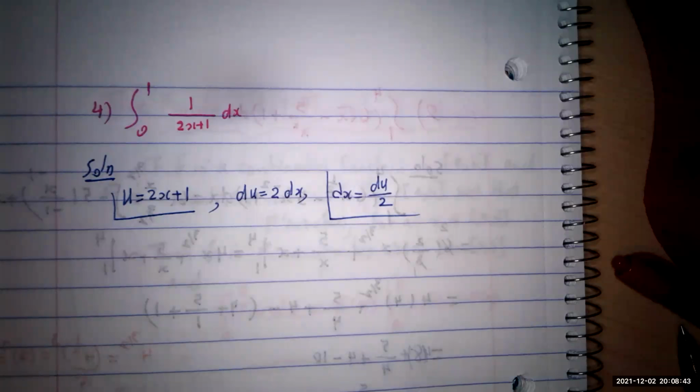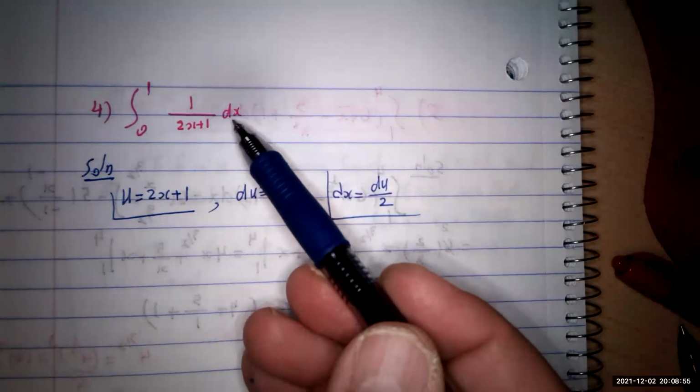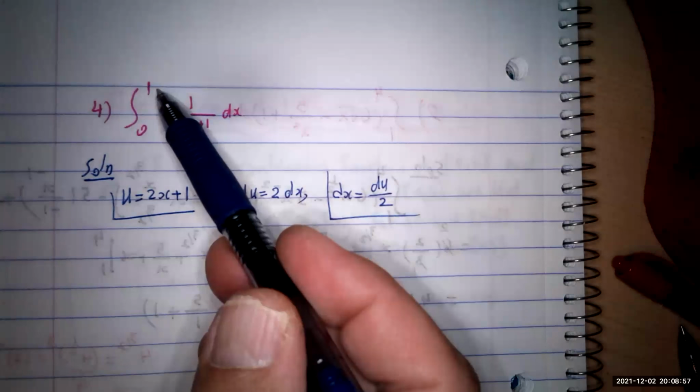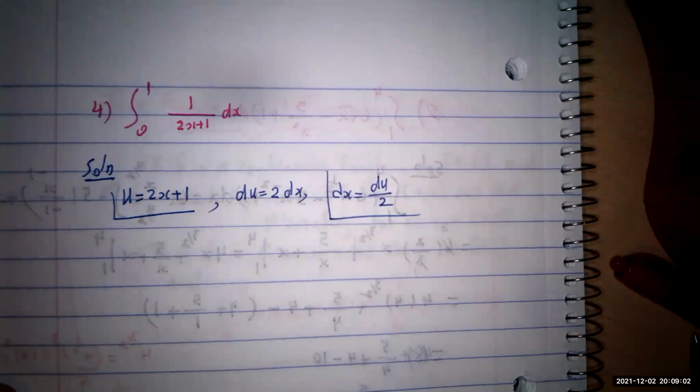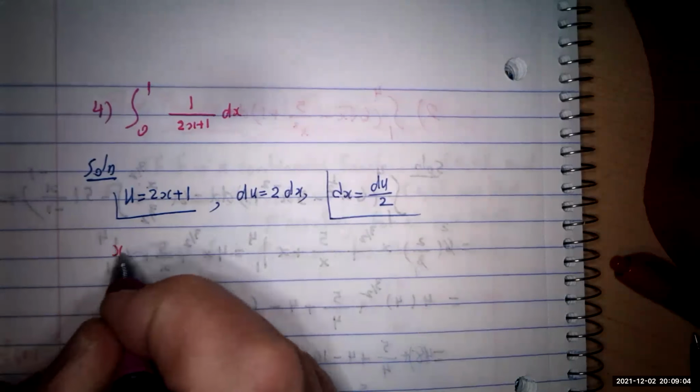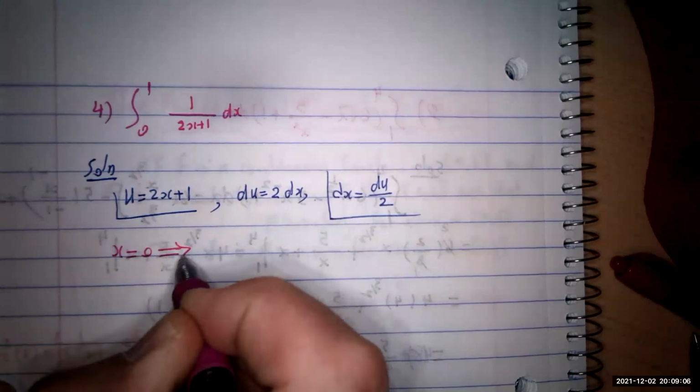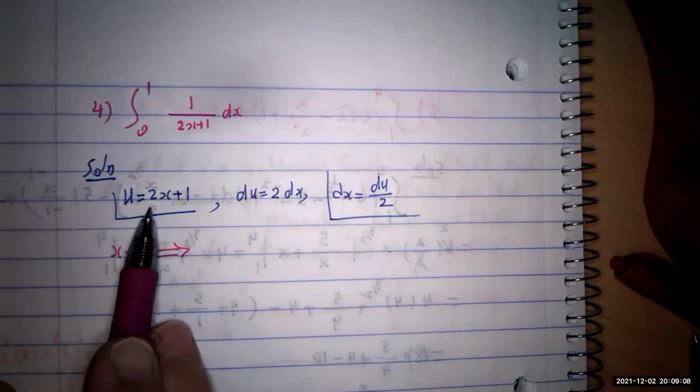Okay, so u is 2x plus 1. And the du is going to be 2 dx. Okay, we find the dx. But remember one extra job. The extra job is this one. X is between 0 and 1. So you have to find out what's going to be the case for the u. So when x is 0, you substitute to get a corresponding number for the u.